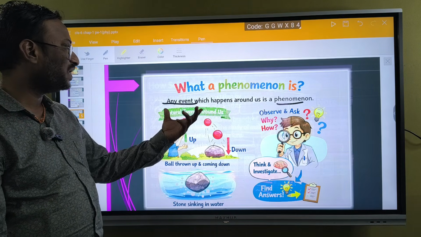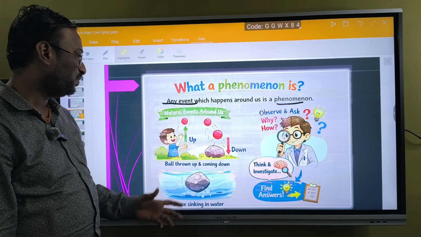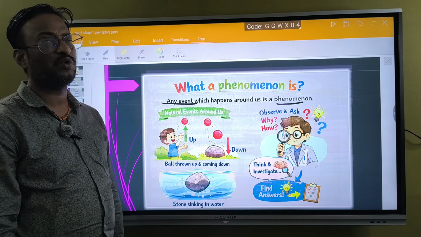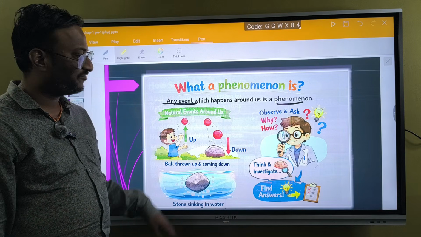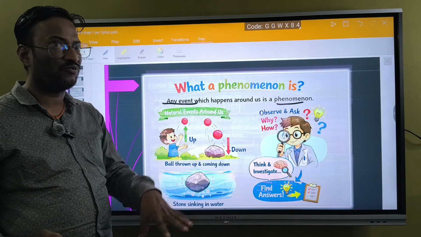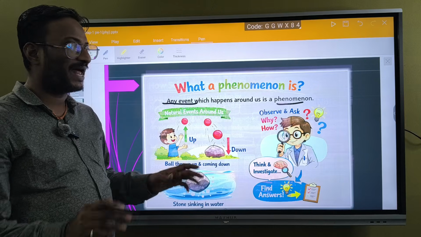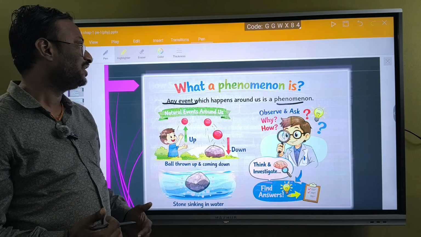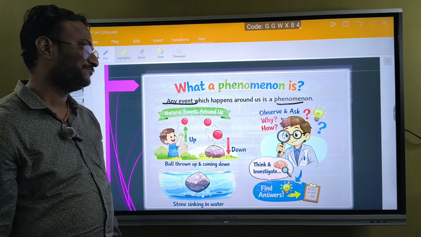So natural events are, suppose, a ball thrown up. If you throw something upwards, definitely it will come down. We are not making that ball come down forcefully. It is coming down naturally by itself. That will be called a natural event.